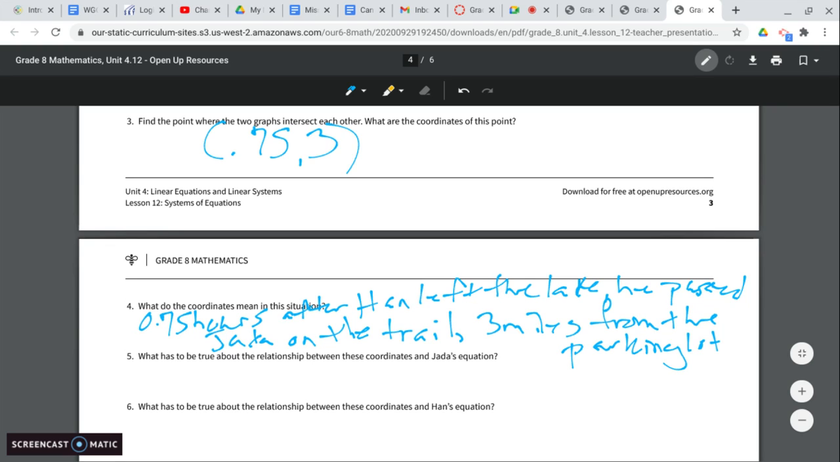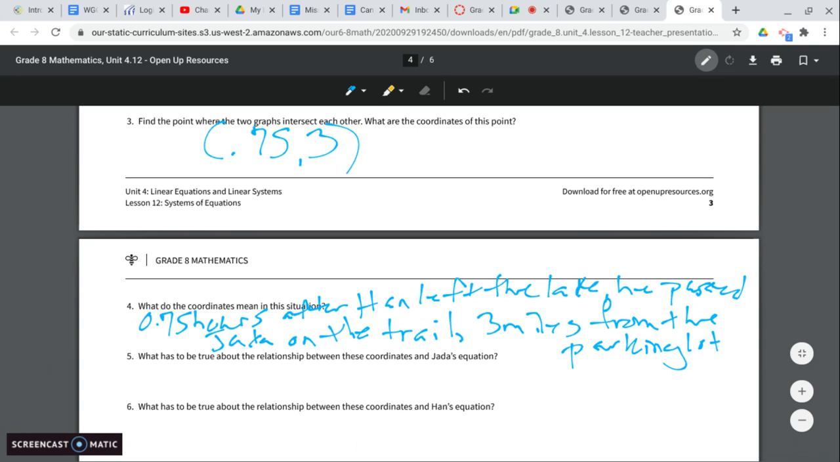So it's taking into account all these different parts that go into this equation. The fact that it's their distance from the parking lot, how much time, all of that is being represented when we explain what the coordinates mean in the situation. So being able to explain these things is very important.